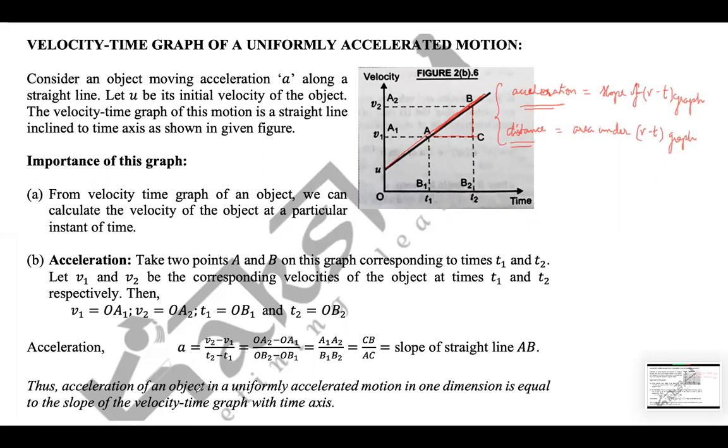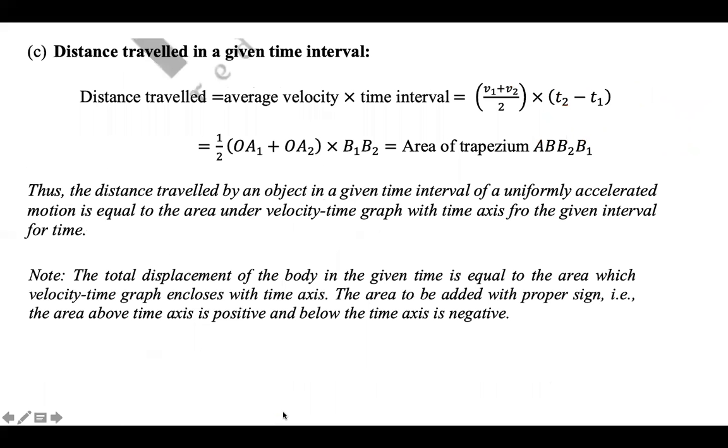So acceleration of an object in uniformly accelerated motion in one dimension is equal to the slope of the velocity-time graph with the time axis. And distance traveled is found by the area of the trapezium, meaning the area under the velocity-time graph. So distance traveled by an object in a given time interval of uniformly accelerated motion is equal to the area under the velocity-time graph with the time axis. Okay. So distance traveled is the area under the velocity-time graph.